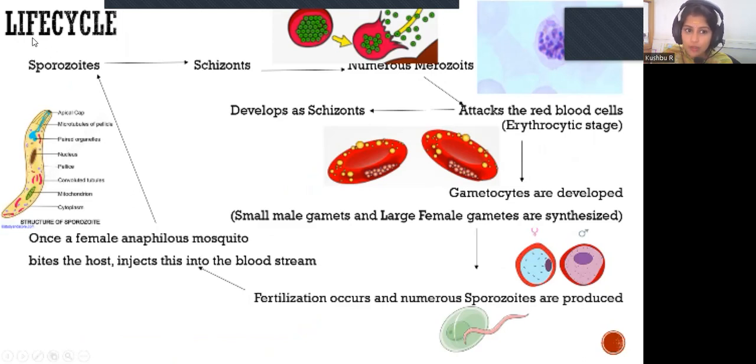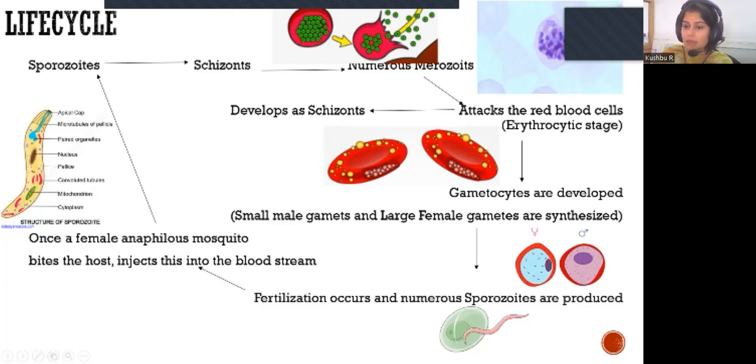First, sporozoites are produced, become schizonts, which have numerous merozoites within them. Once it ruptures, these merozoites are liberated inside the bloodstream. They attack the blood cells. That is called the erythrocytic stage. This is called the exoerythrocytic stage, where these merozoites that are produced now have two fates. One, it either becomes a schizogony back, or it becomes a gamete.